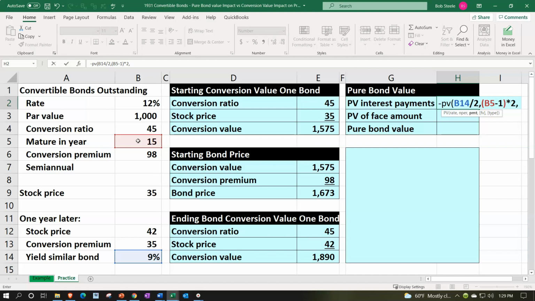And then comma, the payment is going to be the 1,000 times the 12%, but that 12% is a yearly rate, and we need every 6 months because we're semi-annual, so we're going to take that and divide it by 2. So fairly complex formula here, but hopefully that makes sense.